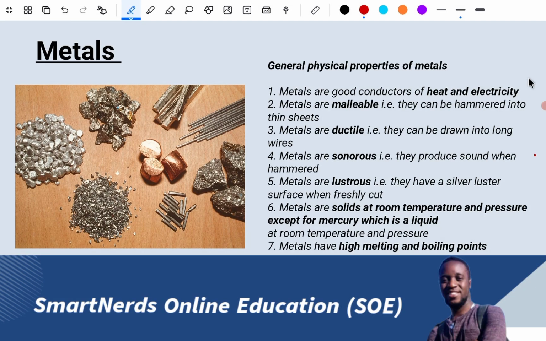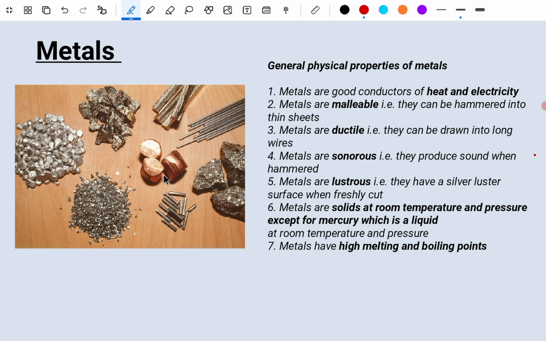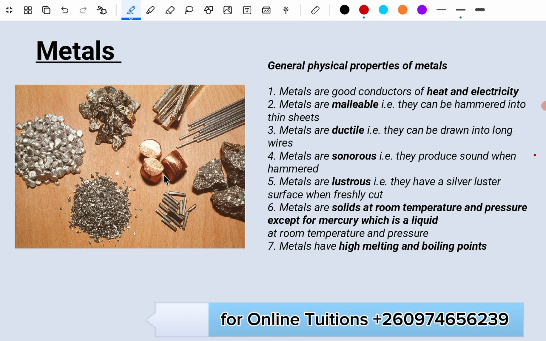Today's topic is called metals, a chemistry O-level topic. So we can see from the picture here that we have different types of metals, and these metals are in different shapes. Okay, so we have different types of metals. Metals are very good resources to have. Okay, they are used for a number of things.